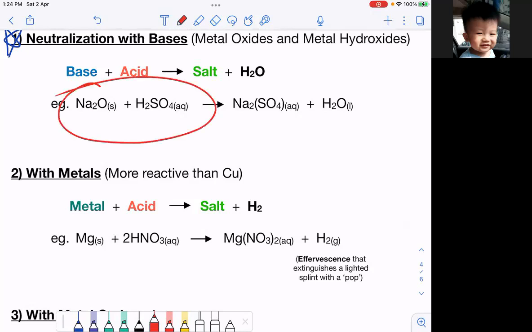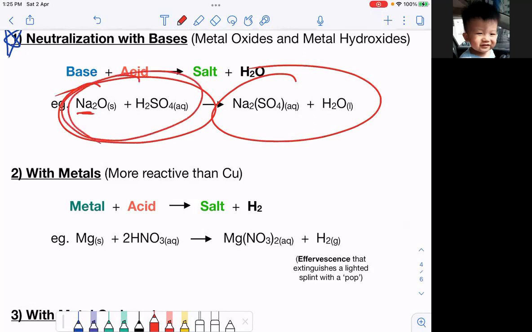How many sodiums should I count here? Also 2. Can I see 2? How many hydrogens can I see on the left side? Total. Right side must have. Is it fine? So far so good.